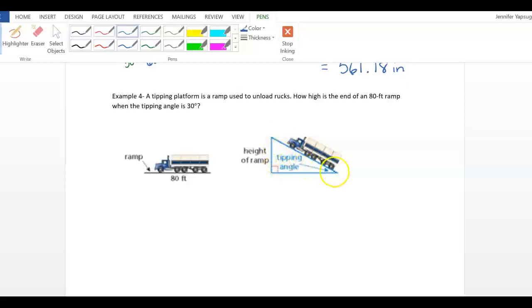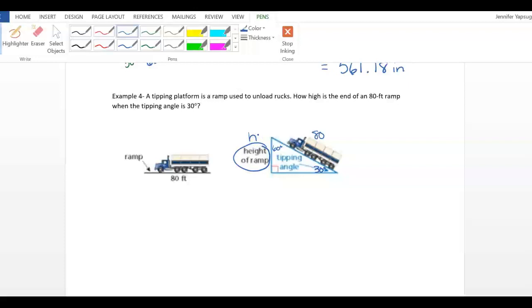So we've got this right triangle here. We know that this is 30 degrees. And then by default, this has to be 60 because we've got 90 here. So this is 60 degrees. And I know that my ramp itself is 80 feet. So I'm asked to find this distance here, or the h, the height.